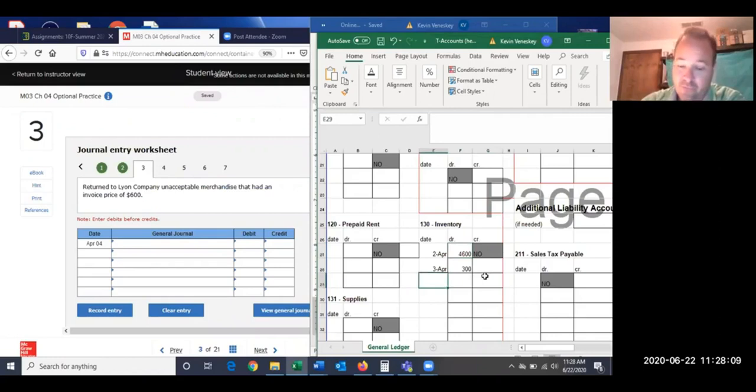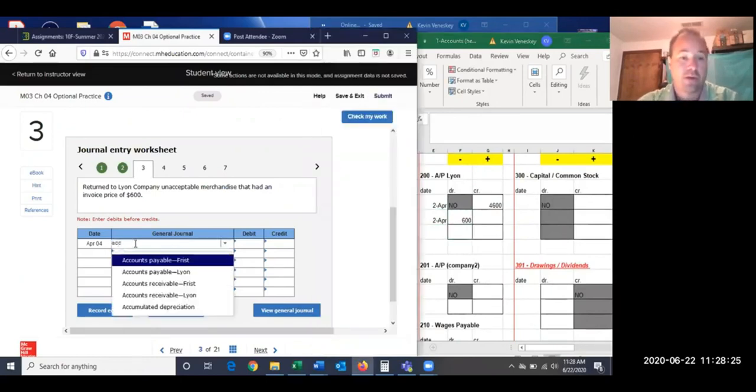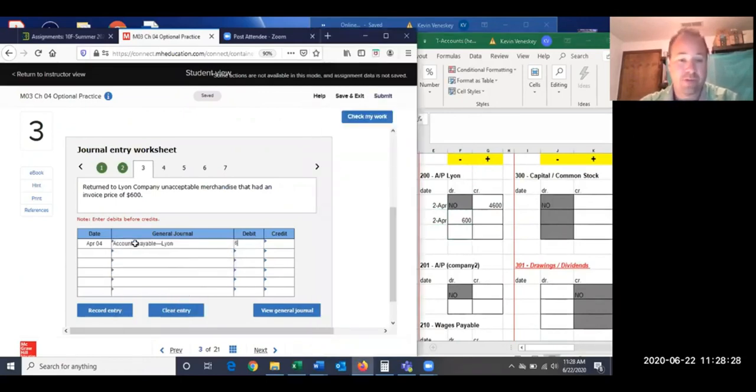So let's say it's the next day, I don't know if it is, we're going to return $600. Instead of giving us the money back, because we haven't paid yet, they're going to take $600 off of our bill. So we're going to do an accounts payable debit for $600, and then credit our merchandise inventory $600 and record the entry. Now it all comes down to our final payment here on April 17th.